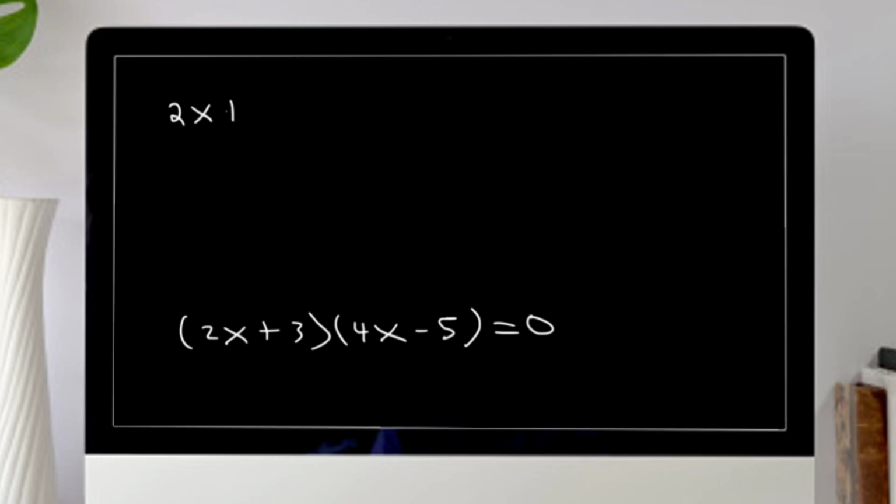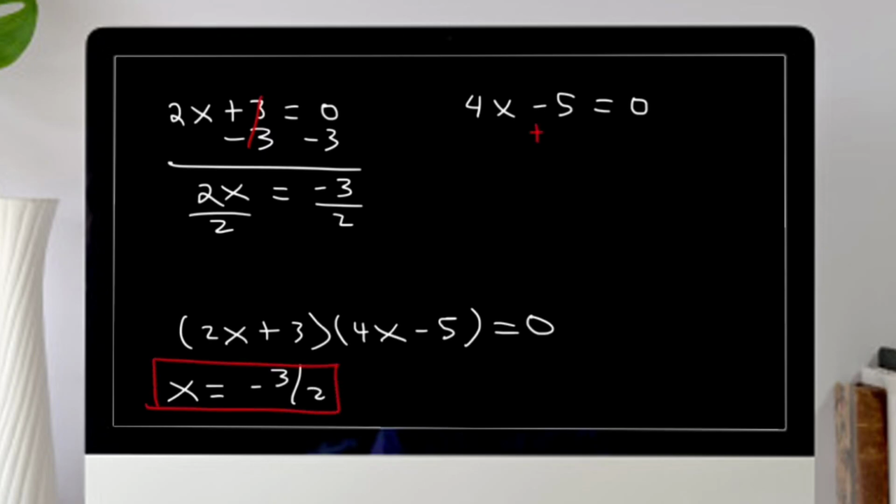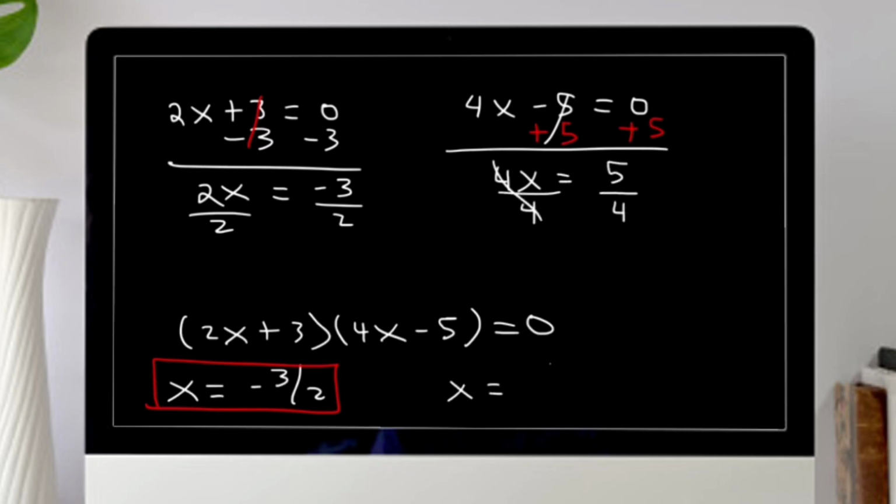Now let's set 2x plus 3 equal to 0 and 4x minus 5 equal to 0. In the first equation, let's subtract 3 from both sides. So 2x is equal to negative 3. And then let's divide by 2. So the first answer, x, is equal to negative 3 over 2. Now let's find the other answer. Let's add 5 to both sides. So we can see that 4x is equal to 5. And then let's divide both sides by 4. So x is equal to 5 over 4. And that's it for this problem.